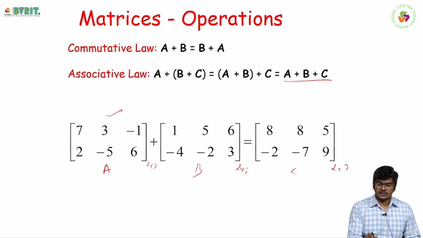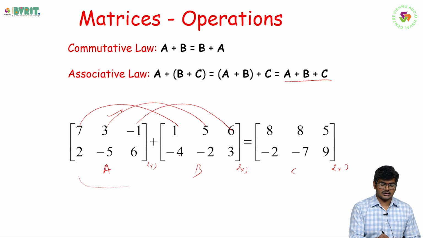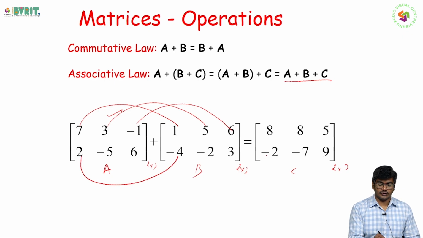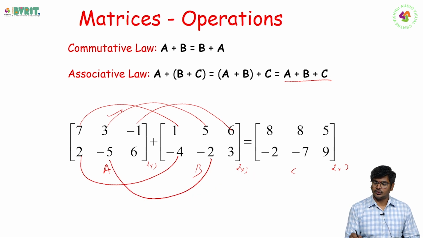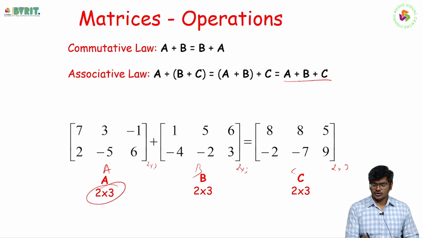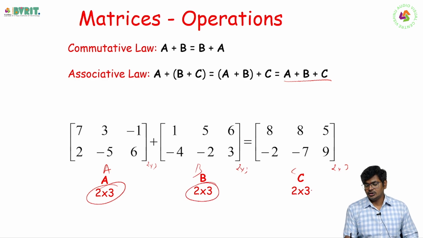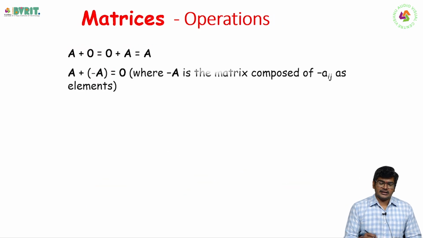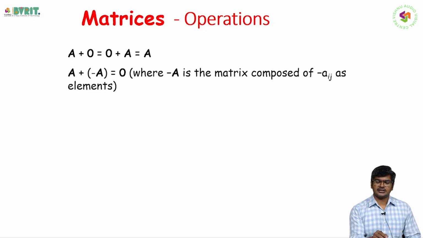That is 7 plus 1, 8, and 3 plus 5, 8, minus 1 plus 6, 5, and 2 plus 4, 5 minus 5 minus 2 minus 7, 6 plus 3, 9. Observe that A's order is 2 by 3 and B's order is 2 by 3. The resultant matrix is also 2 by 3. A plus 0 is equal to the 0 matrix. Any matrix added with 0 gives A, and A plus minus A is also 0.